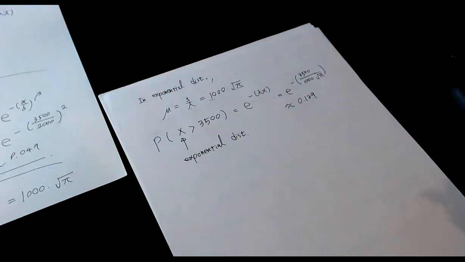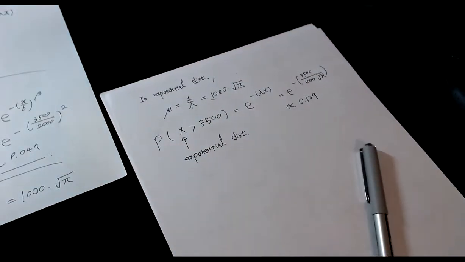Okay, so question C. Comment on the probability that the lifetime exceeds 3,500 hours under the Weibull and exponential distribution. The comment: the probability that the lifetime exceeds 3,500 hours is greater under the exponential distribution than under the Weibull distribution model.